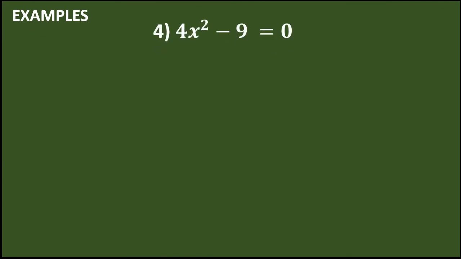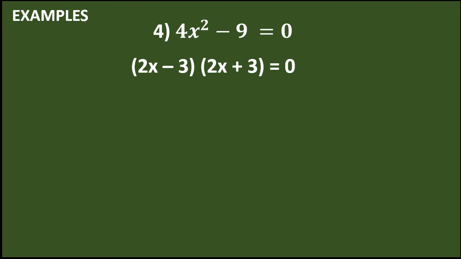Let us now have example number 4. We have 4x squared minus 9 equals 0. Again, this is an example of difference of two squares. What are the factors of 4x squared? We have 2x and 2x. It will become 4x squared. What about 9 or negative 9? We have positive 3 and the other one is negative 3. So the factored form is the quantity 2x minus 3 times the quantity 2x plus 3 equals 0.